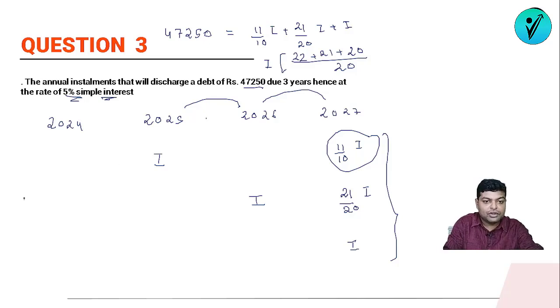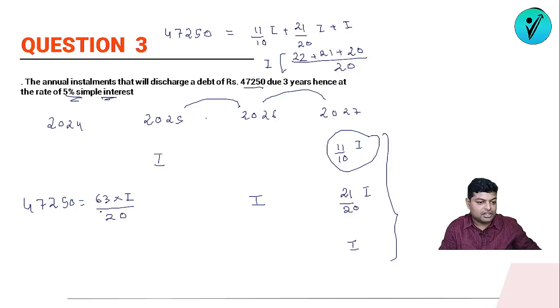So we are getting 47250 equals 63 into I upon 20. Let's simplify it. So if I divide 4725 by 63, it's coming as 75. Okay, so 75 into 2 is 150 and we have 3 zeros. So if you want to square off your loan of worth 47,250 in 3 years of time, every year you have to pay 15,000.